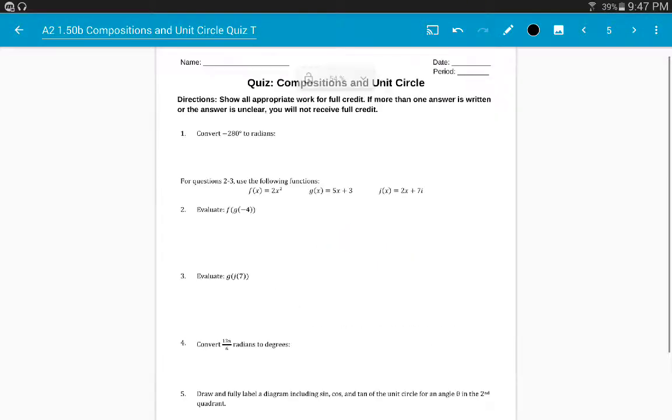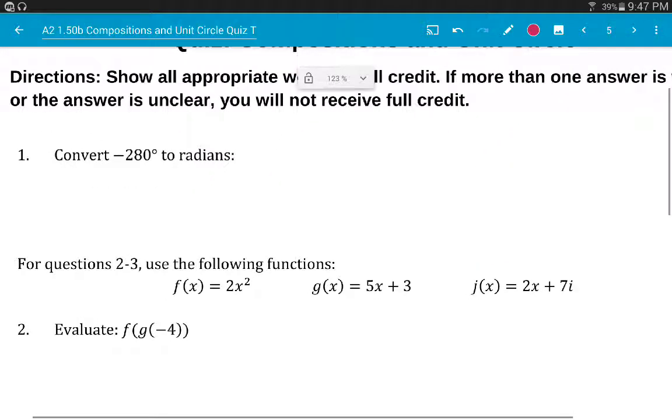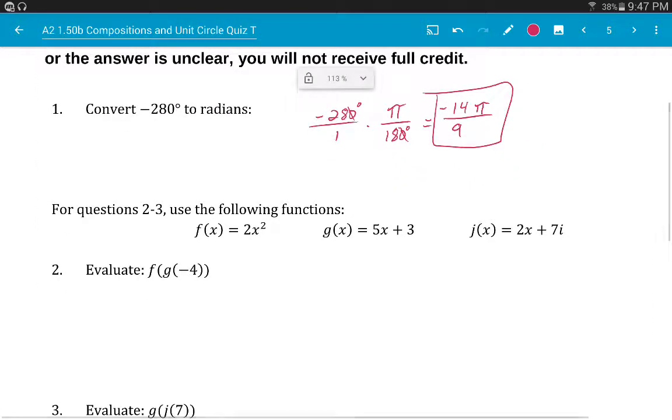Now I'm going to go to the second version. This one's going to be even quicker. Full explanations are on the first half, so if you just want to know what the work looks like for this, if this is your version, okay. -280 over 1, I'm going to multiply it by 180 degrees, pi on top. This is going to simplify because they're both divisible by 10, and they're both divisible by 2 after that, so I think this is negative 14 over 9 with a pi on top, or next to it, doesn't matter.